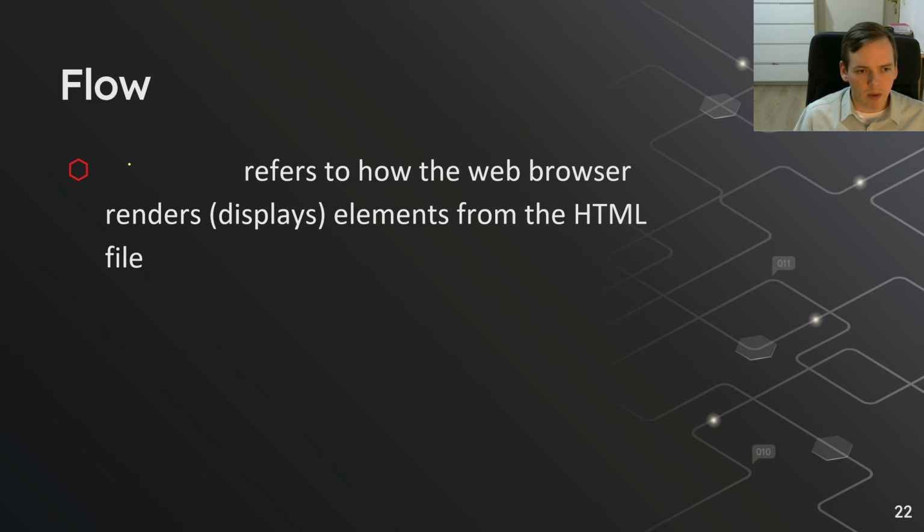The first thing we want to talk about is this concept of flow. Flow refers to how the web browser renders or displays all of the elements from the HTML file. So does it put everything in just a giant line that runs all the way across the screen? Or does it put them in a giant line that runs vertically down the screen? Does it put multiple things on a single line, etc., etc.?